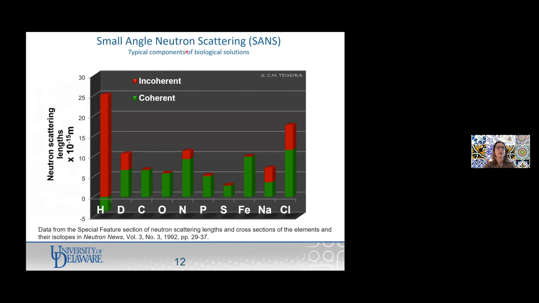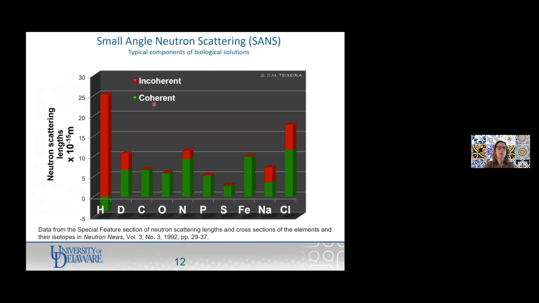So going back to the cross sections. Here you have your neutron scattering lengths on the left. And at the bottom, you just have the typical nuclei that you'll see in biological samples. These are very often present in proteins, nucleic acids, lipids, etc. Also in your buffer. And you can see a few interesting things.